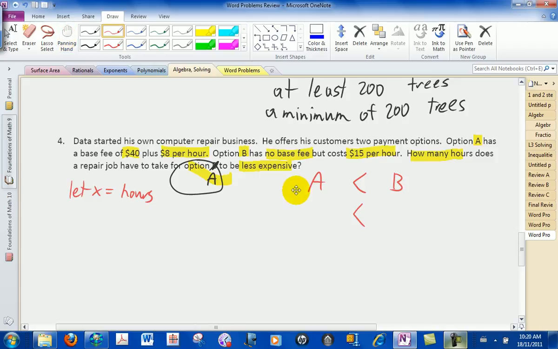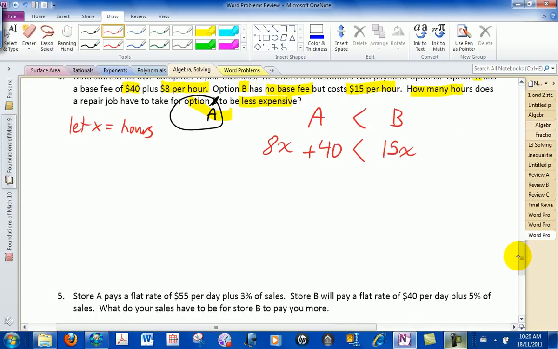What would we write down for the cost of A? $40, that's not going to change. What about $8 per hour? 8 times X, right? What about for the B? No base fee, but 15 per hour? 15x. Okay, go ahead, solve for x, then come up with a sentence.